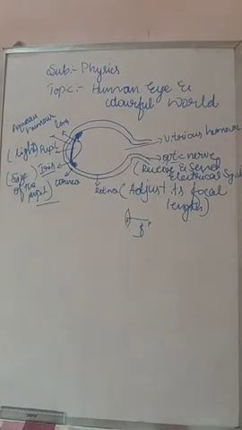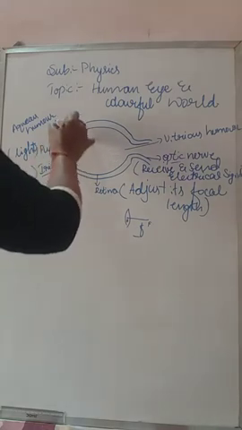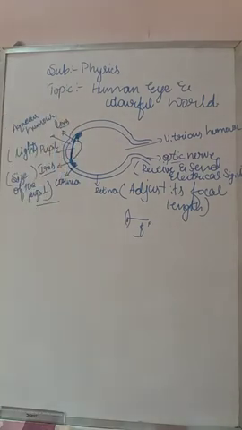Lastly, we can see one more very important organ, that is the lens. The lens is very important here. Without the lens we are not able to see anything. To get a clear image, the lens is very important. So inside the eye we can see the lens.